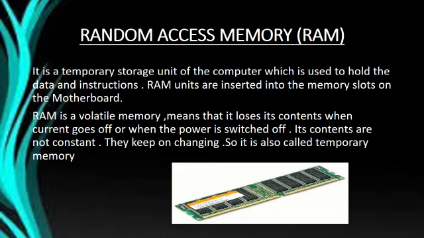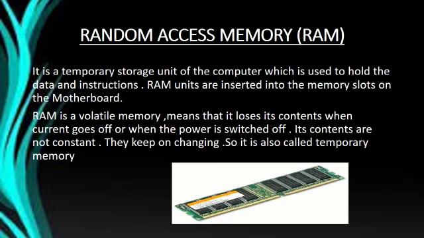Random Access Memory (RAM). It is a temporary storage unit of the computer which is used to hold the data and instructions. RAM units are inserted into the memory slots on the motherboard. RAM is a volatile memory, which means RAM loses its contents when we switch off the computer or when the power goes off. Data is retained in RAM as long as the computer is on. RAM is the memory available for operating system, programs and processors to use when computer is running.